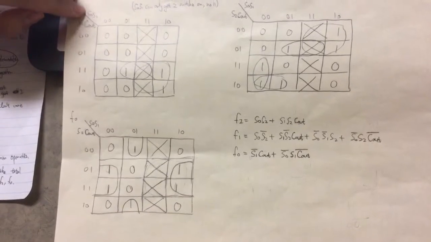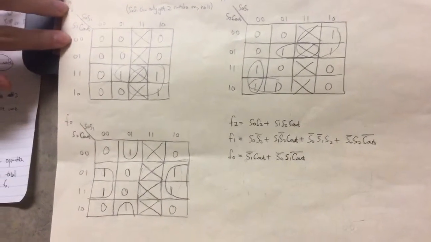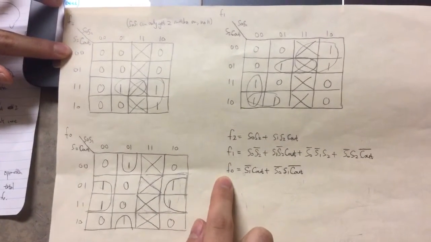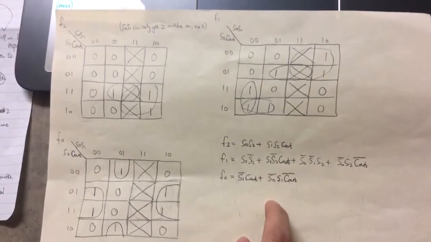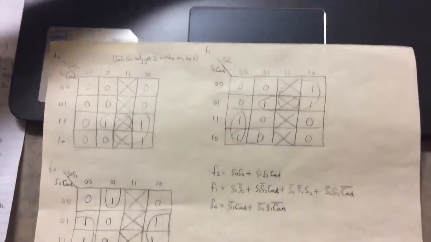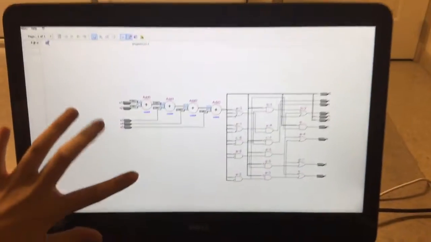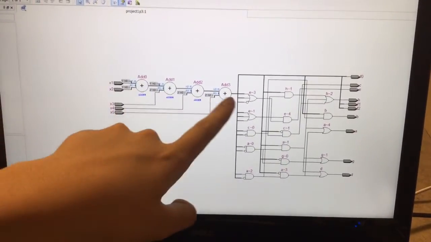Then I add S0, S1, and S2, C out. Then I can get the expressions for F2, F1, and F0. And then I can compile it and get the diagram here. It's the header here.